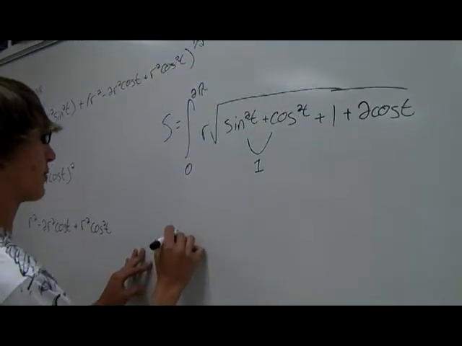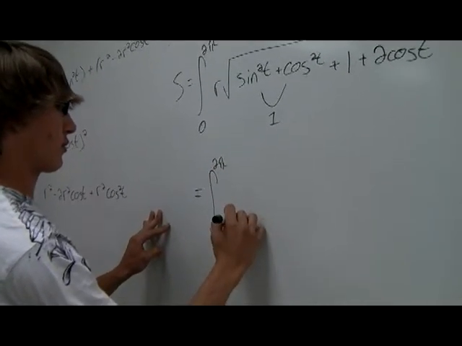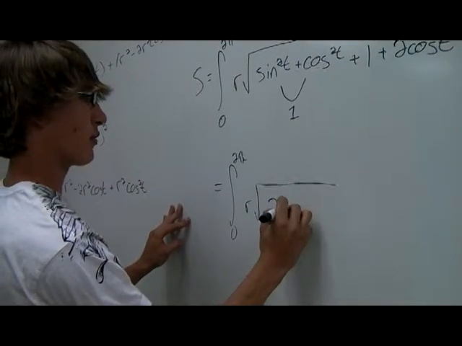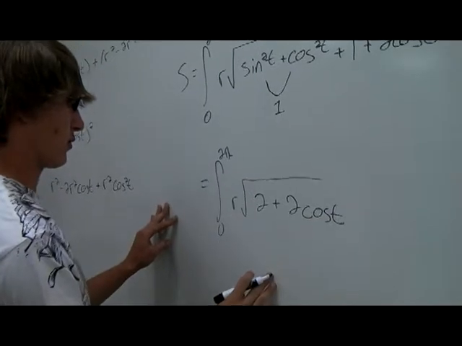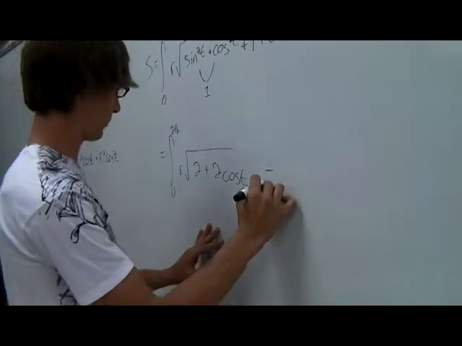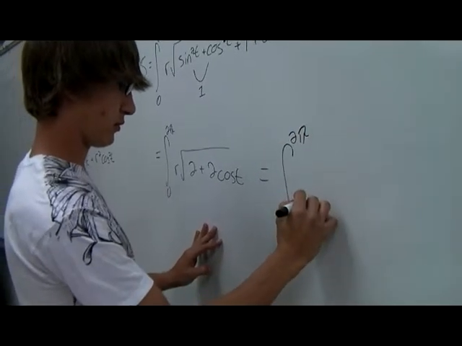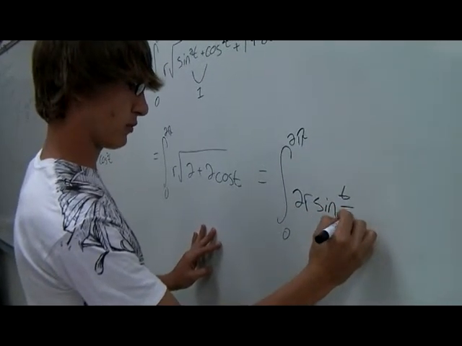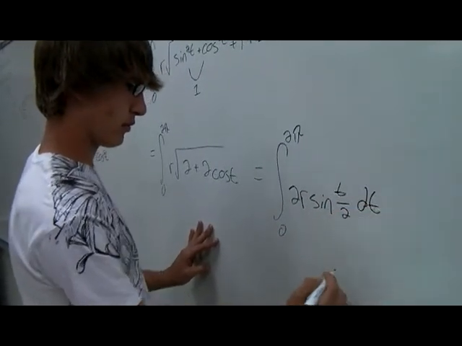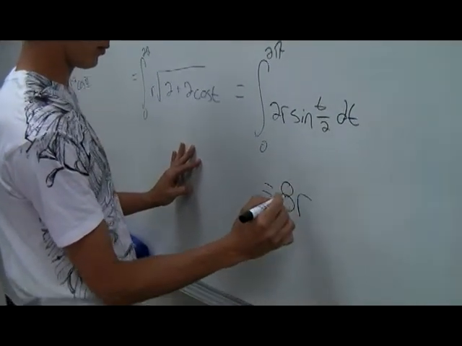The Pythagorean trig identity states that sine squared plus cosine squared equals 1. So 1 plus 1 is then 2, and like terms are then added together to get 2 plus 2 cosine of t. Then there's another trig identity that states that the square root of 2 plus 2 cosine of t is equal to 2 sine of t over 2. And then as you integrate, you get 8r for your final answer.